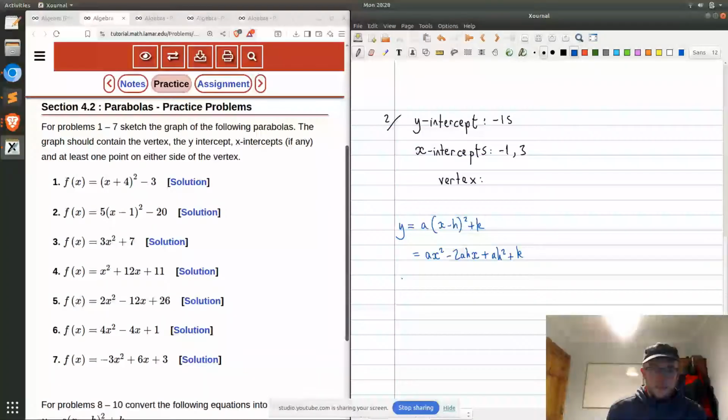Line of symmetry, which in this case is 2AH over 2A. So those will cancel. We just get H.